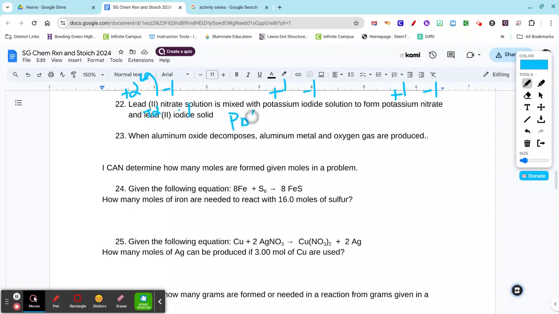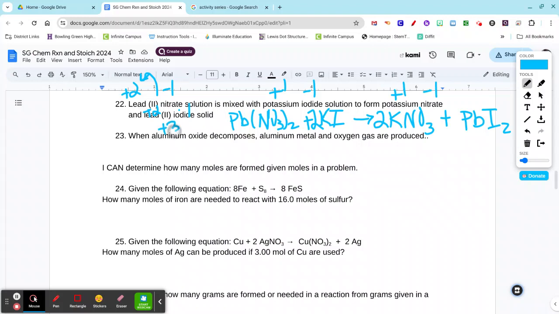So Pb goes with NO3 with a 2 plus KI, which is already +1 -1. And then I get KNO3. And then I get PbI2. And I see that I have 2 of my iodide here, so I need a 2 here. Then that gives me 2 potassium. I need a 2 here. That gives me 2 nitrate. Now I'm balanced.